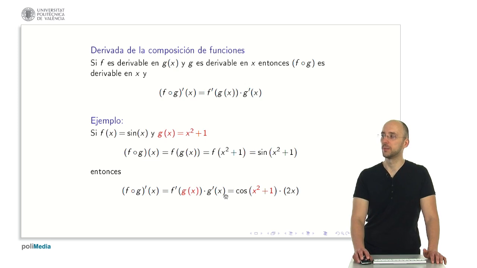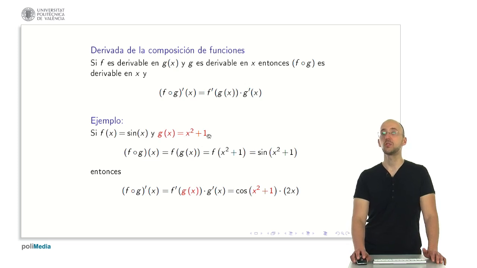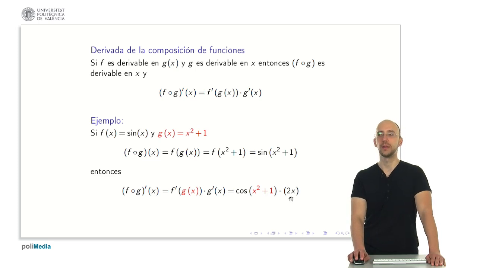Let's continue a little bit more. It's multiplied by the derivative, g prime of x. What is the derivative of g? If you know what g is, its derivative should be easy. Here, it is x squared plus 1. The derivative of x squared is 2x, and the derivative of 1, a constant, is 0. Therefore, the derivative of x squared plus 1 is 2x, which goes right behind, multiplying.